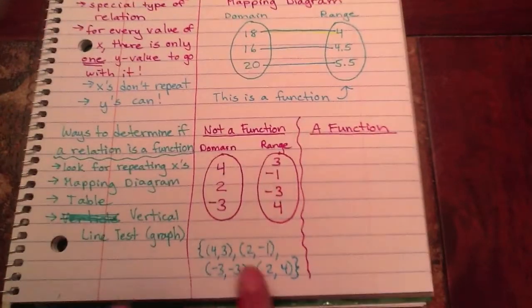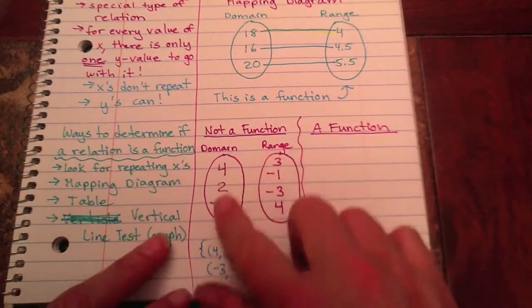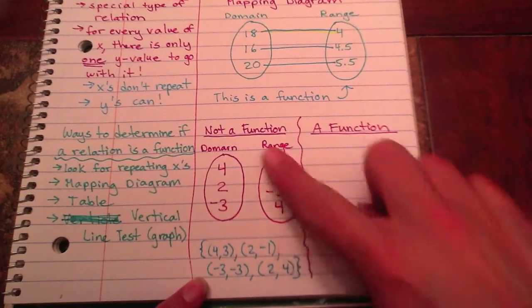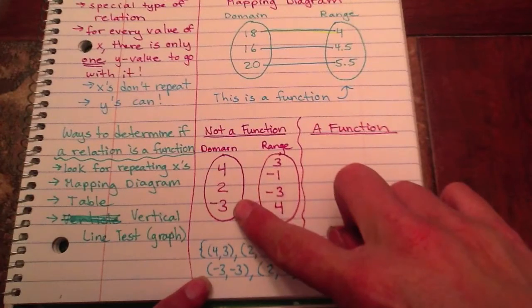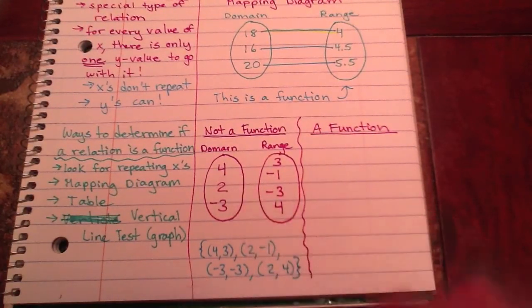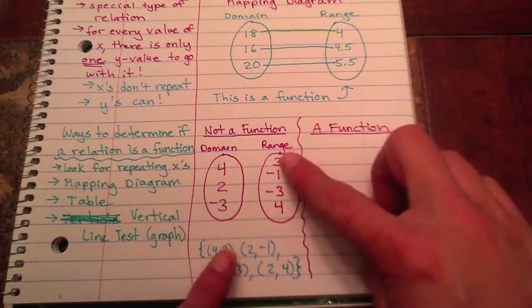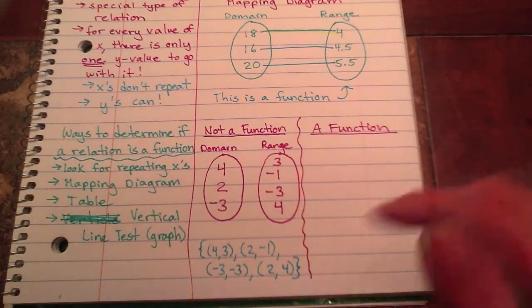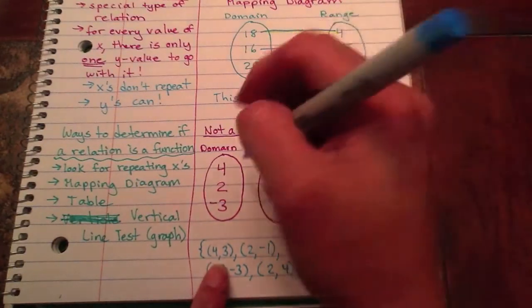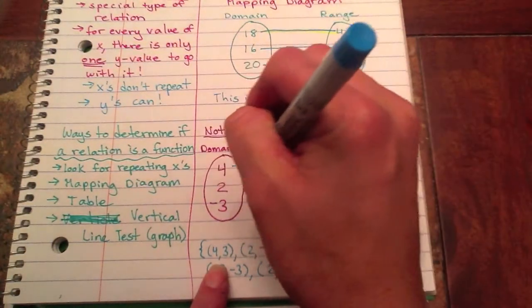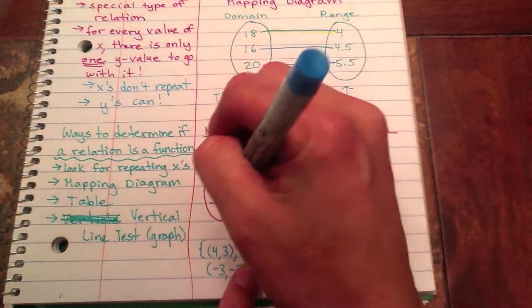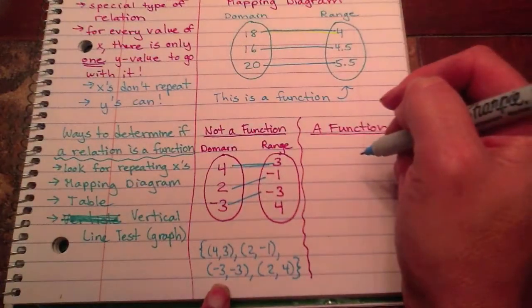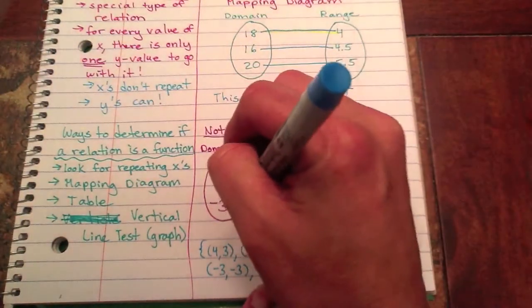So if I gave you this, you would write out your mapping diagram, put the domain: 4, 2, -3, and remember I said don't repeat, so 2 only once. Range was 3, -1, -3, and 4. Now you're going to draw your lines to match. So I go from 4 to 3, 2 to -1, -3 to -3, 2 to 4.